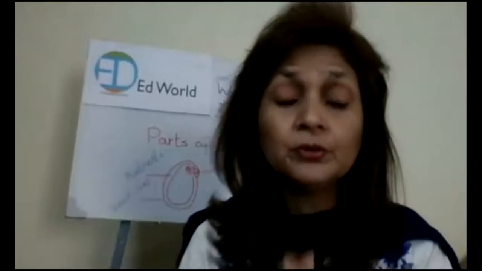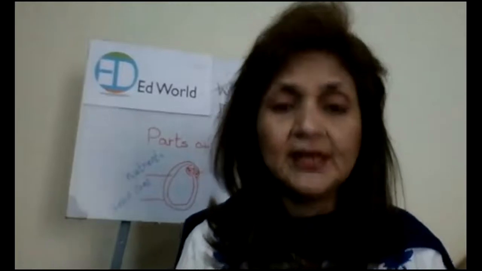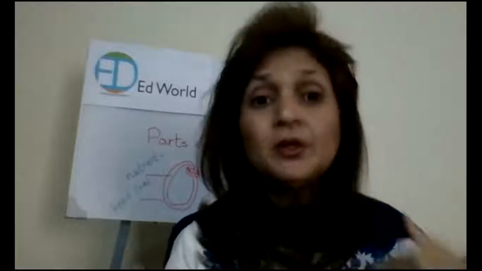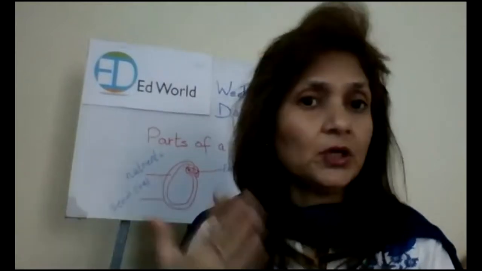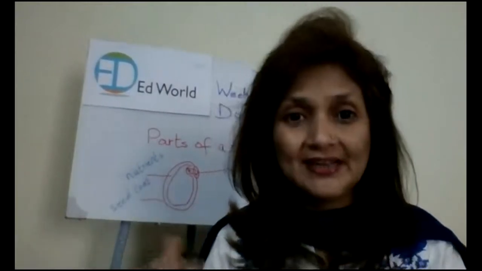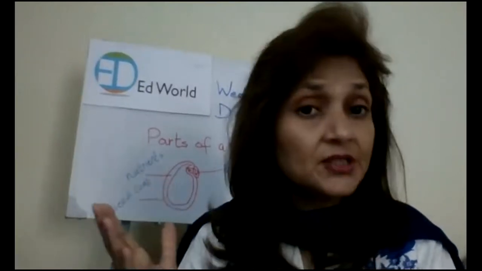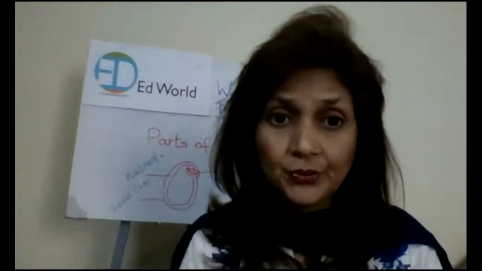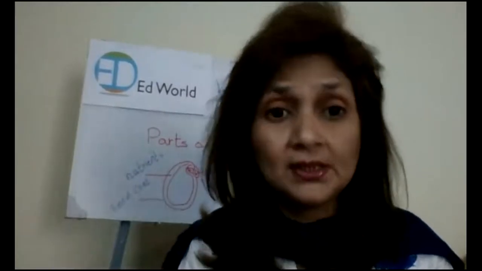And children, do remember to revise everything that we have done up till now in this unit, right? We started from fruits and seeds, then we learned about different types of fruits, then how the fruit feels, right? They are soft, juicy, hard. Then we did seeds. What are seeds? What are the different kinds of seeds? How does a seed grow? And today we did the parts of a seed. Do revise all these things, right?